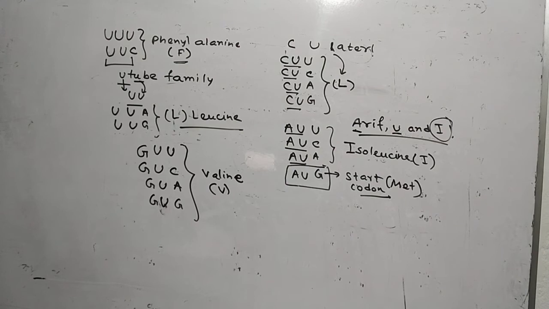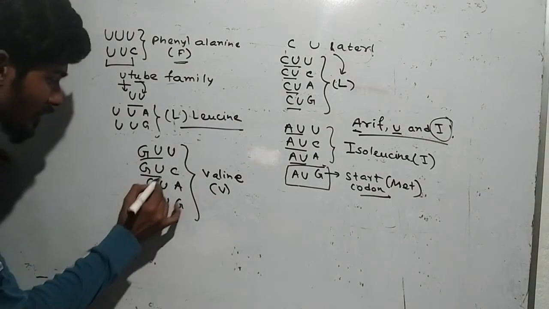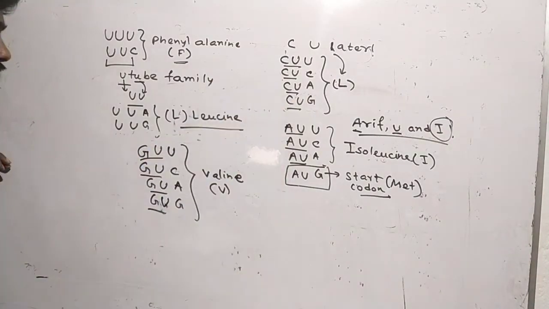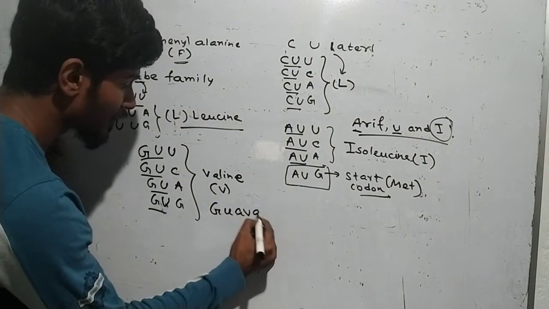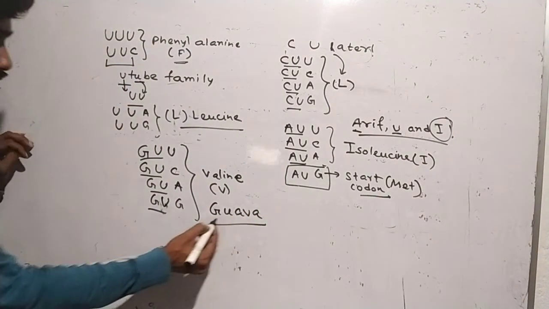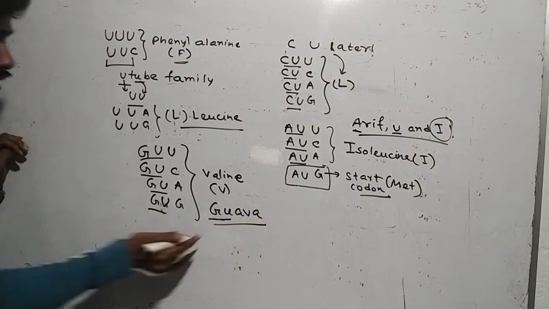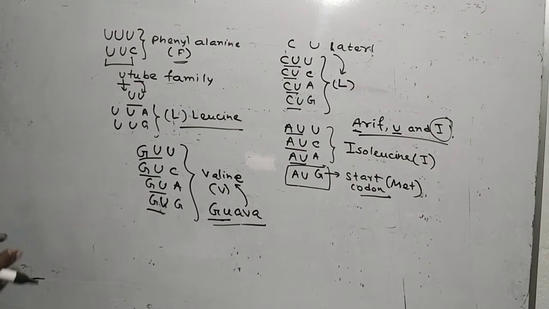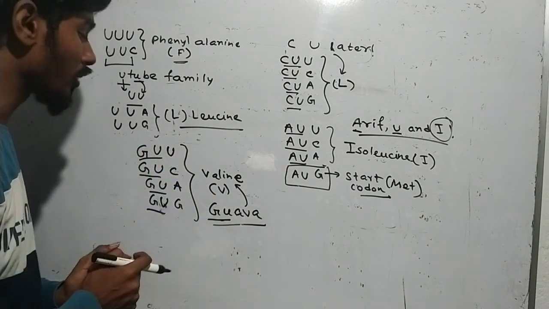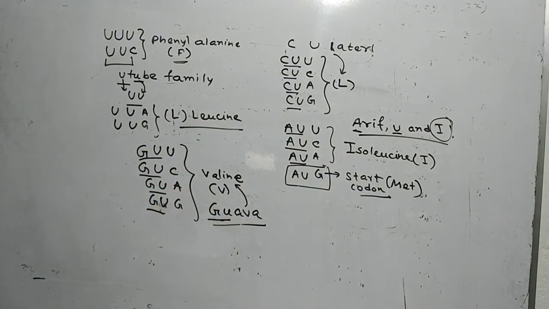So how can you remember this? You see the first 2 letters are same as I have said earlier. So how can you remember this? You just say guava. This word will help you. So GU, whenever you get the GU, you will get the V. V means the valine. Okay, so these codons actually encode the valine amino acid.